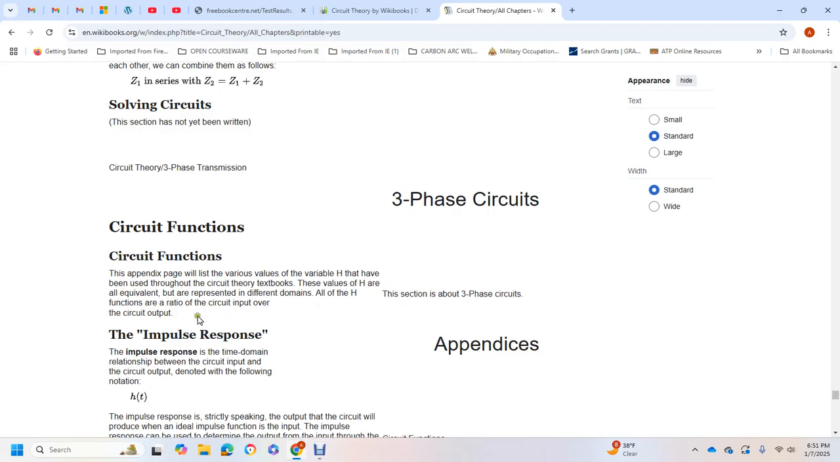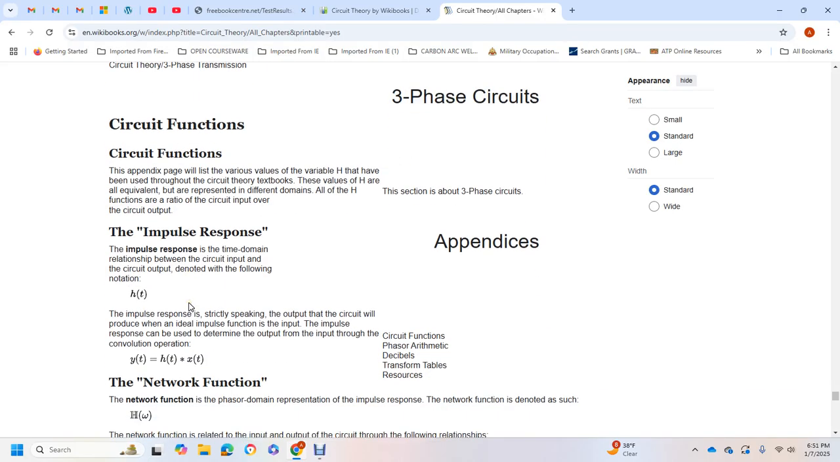The section on the impulse response. Impulse response in time, the main relation between the circuit input and the circuit output, is denoted h(t). Strictly speaking, the input response is the output of the circuit when the input is an ideal impulse function. The impulse response can be used to determine the output from the input through the convolution operation.